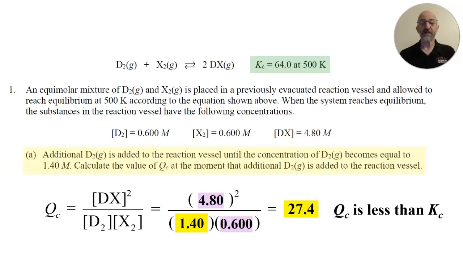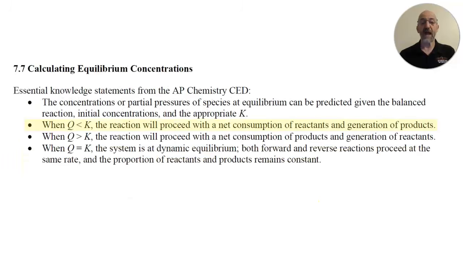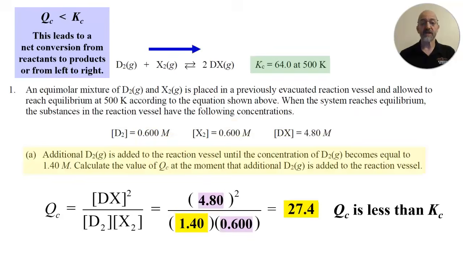Now, in a previous episode of AP Chemistry Review and Practice, when I was discussing topic 7.7, calculating equilibrium concentrations, one of the essential knowledge statements says that when Q, the reaction quotient, is less than K, the equilibrium constant, the reaction will proceed with a net consumption of reactants and a generation of products. So take a look, I've drawn an arrow indicating that when Q is less than K for this situation in part A of this question, this leads to a net conversion from reactants to products, or from left to right.